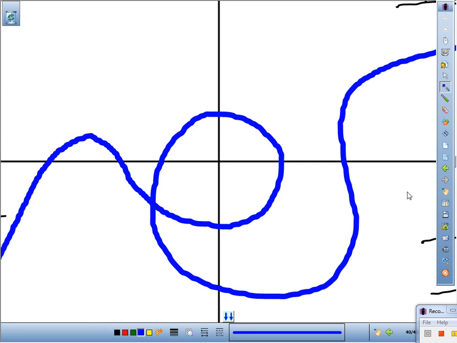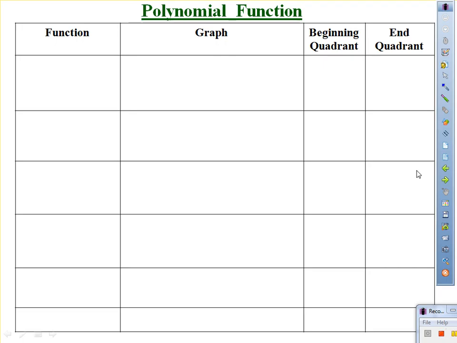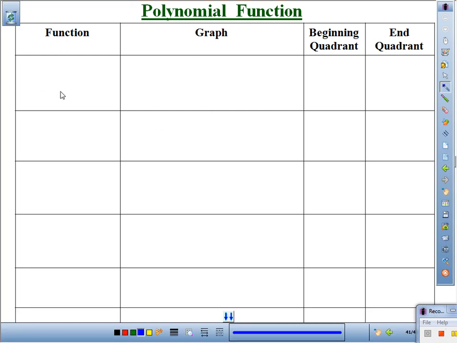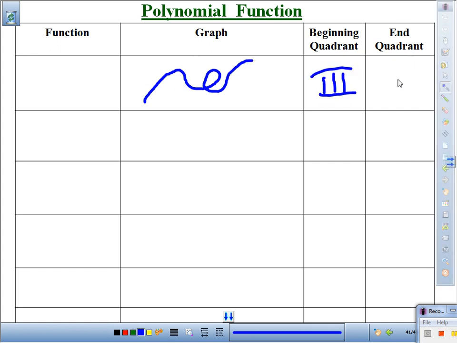One. So what I want you to do with that table I just gave you, when you write the function I give you, just draw what you see, what it looks like, and say it begins in quadrant three, and it ends in quadrant one. That's all I want to know. Make sure you put arrows at the end. Agree with me? Yes. All right.